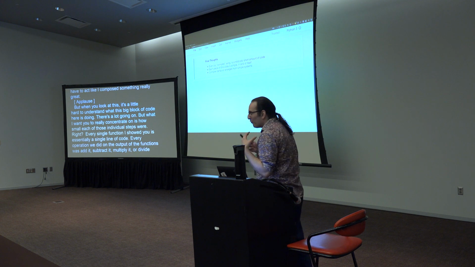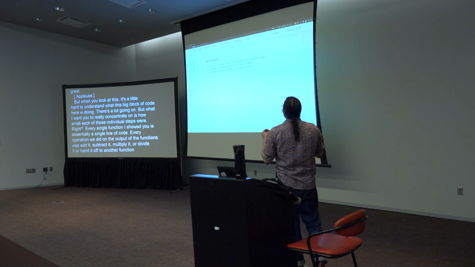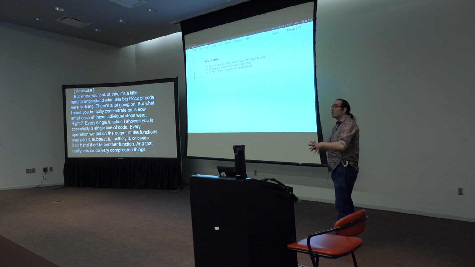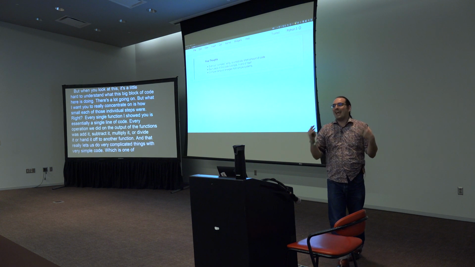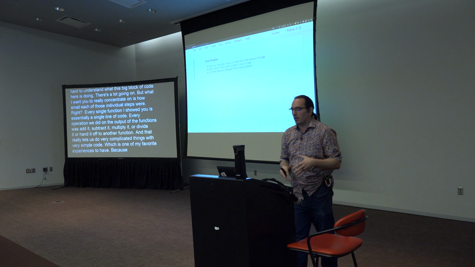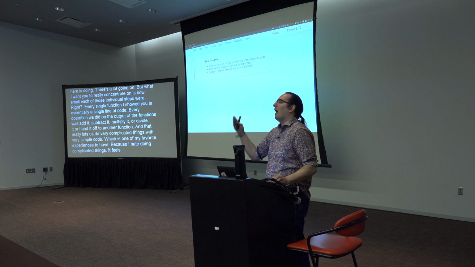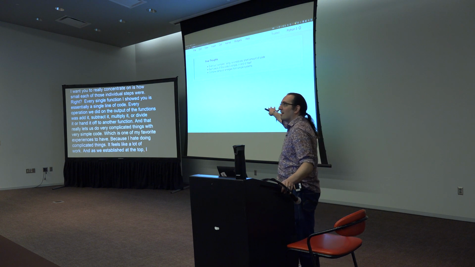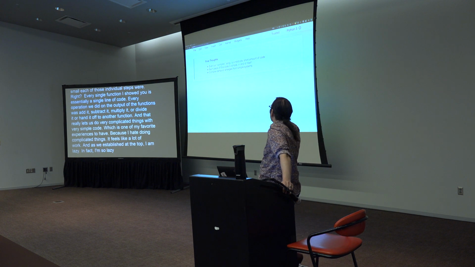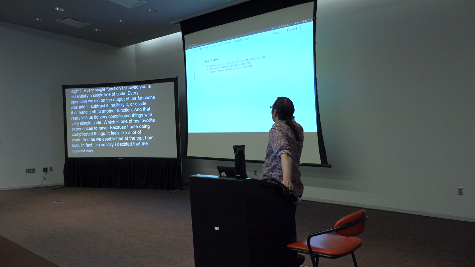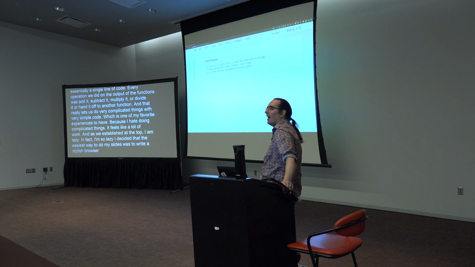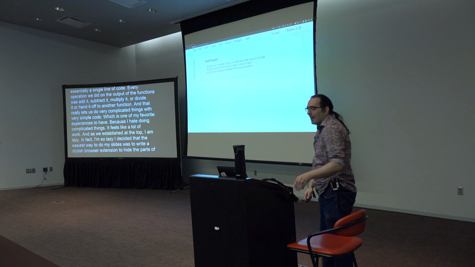And that really lets us do very complicated things with very simple code, which is one of my favorite experiences to have because I hate doing complicated things. It feels like a lot of work. And as we established at the top, I am lazy. In fact, I'm so lazy, I decided that the easiest way to do my slides was to write a stylish browser extension to hide the parts of my notebook I didn't want you to see at the time. That's the level of laziness I'm at.